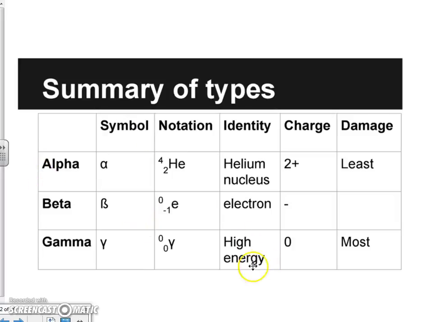So a summary of types here, talking about damage: alpha particle, least to worry about here. You could stop this with a piece of paper. Beta particles, I've heard it explained as you could stop with a piece of aluminum foil. Gamma particles, you've got to stop with like a 10-foot concrete wall. So tons of energy here. These other ones are just kind of minuscule in comparison. Again, helium nucleus, electron, and then this is just a bunch of energy. Different ways you'll see notation.